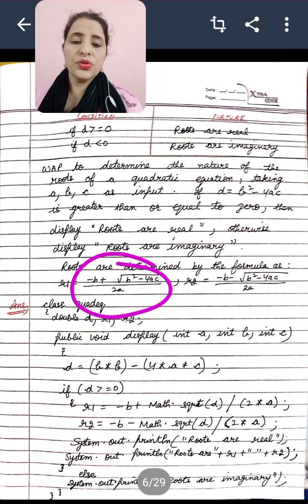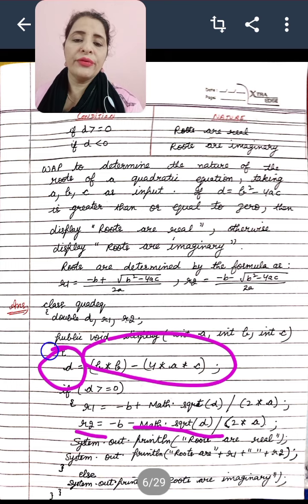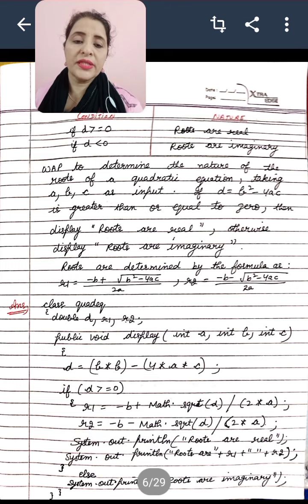So these two roots we are writing, R2 is minus b minus under root b square minus 4ac upon 2a. So b square minus 4ac we have named as d. So Math.sqrt(d) upon 2a. These are the two roots which are to be displayed.